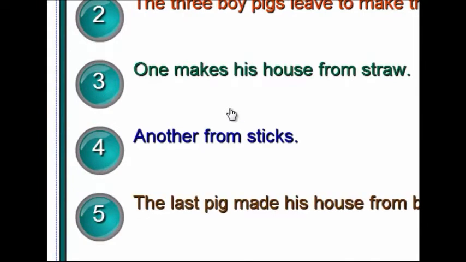And then this is the bare bones, once again, of the beginning of the story. There's a lot more to it, but the mother pig wants her 3 boys to leave. The 3 boy pigs leave to make their own house. One makes his house from straw, another from sticks. The last pig makes his house from bricks.